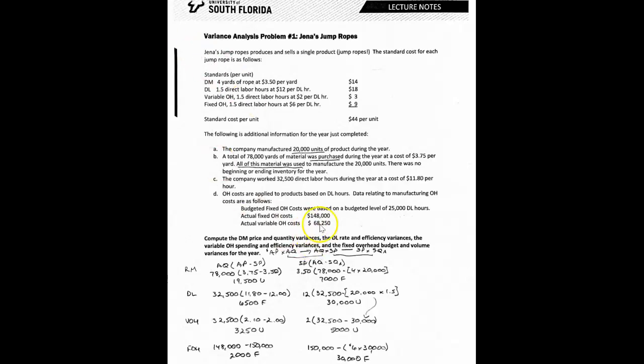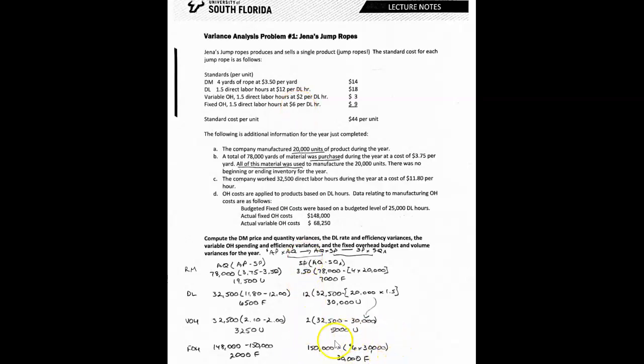Oh, I forgot this line right here. The budgeted fixed overhead costs were based on a budgeted level of 25,000 direct labor hours. So if we say 25,000 times $6 per hour, that gives us a $150,000 budget. Okay. And then what happened here, so that gives us a rate of $6 per hour.